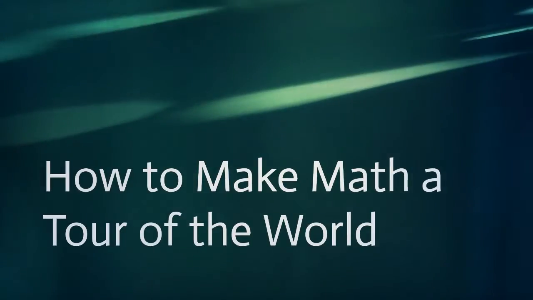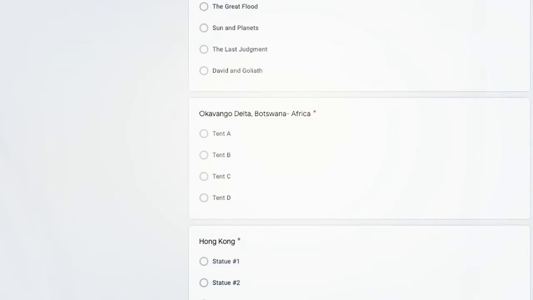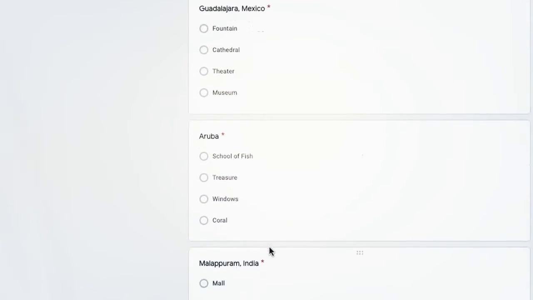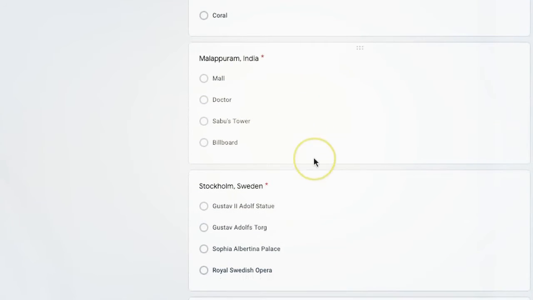So you don't want to use another boring form as a math quiz? Check out this one. Now, at first glance, this might not look like a math quiz. What on earth do you need to know about the paintings of the Sistine Chapel in the Vatican City for? Or go to Africa and look at tents? I wouldn't even know what to pick for any of these answers. It doesn't look like math at all.